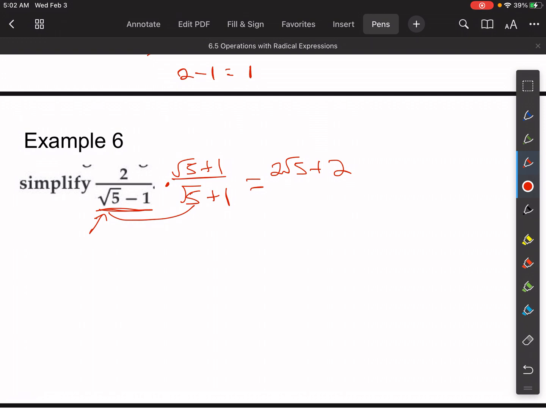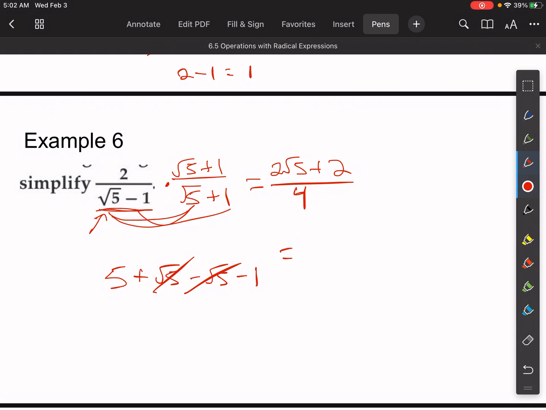This times this, square root of 5 times square root of 5 is 5. Square root of 5 times 1 is positive square root of 5. And then negative 1 times square root of 5 would be negative root 5. Those will always cancel. And then negative 1 times 1 is negative 1. So on the bottom I have 5 minus 1, which is 4.